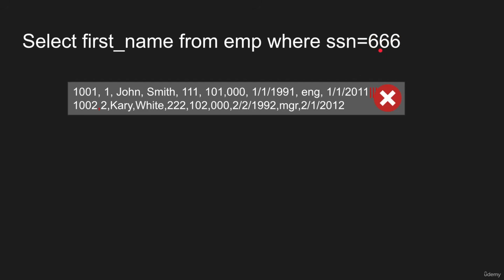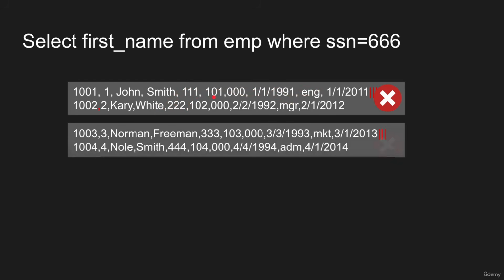So I have to pull the first block of the table. Does 666 exist in this? Nope. This is 222 and this guy is 111. That's the social security number. So let's pull the second block, right? Nope, it doesn't exist. This is 444333. And yeah, it might look sorted, but it doesn't have to be sorted, guys, right?